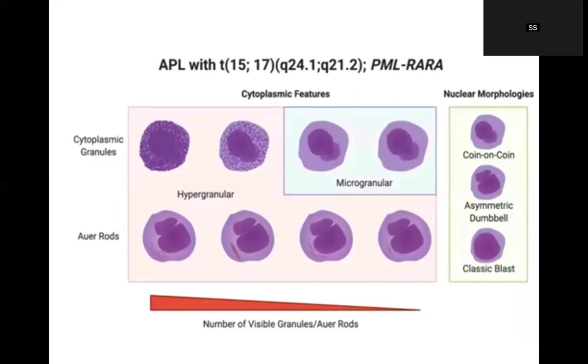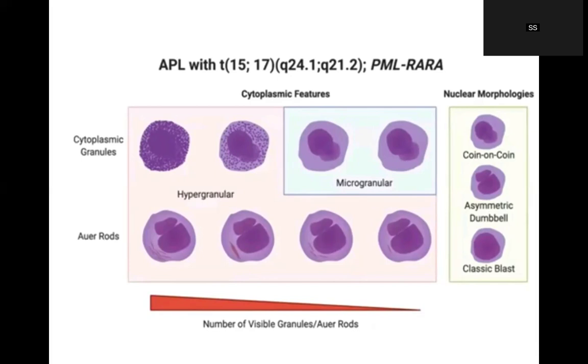The number of visible granules and Auer rods will differ from the hypergranular to the microgranular state. It will be decreasing, from visible granules to Auer rods, which are more commonly encountered in the hypergranular variant than in the microgranular variant. In the hypergranular variant, we can see cytoplasmic granules which can obscure even the nuclear morphology, and also the Auer rods will be there, from single to bundles of Auer rods. In the microgranular variant, we won't be able to see the cytoplasmic granules, and the nuclear morphology will differ from coin-on-coin appearance to asymmetric dumbbell shape to classic blast appearance.